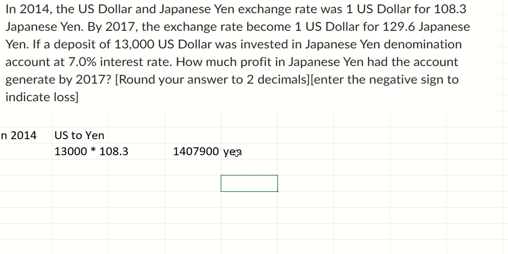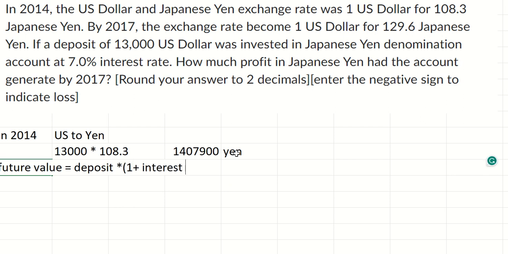Now this Japanese yen is growing at an interest rate of 7% for 3 years. The formula for that is future value equals your deposit times 1 plus the interest rate, to the power of years. So our deposit is 1,407,900 Japanese yen times 1 plus the interest rate, 7%, to the power of 3 years.